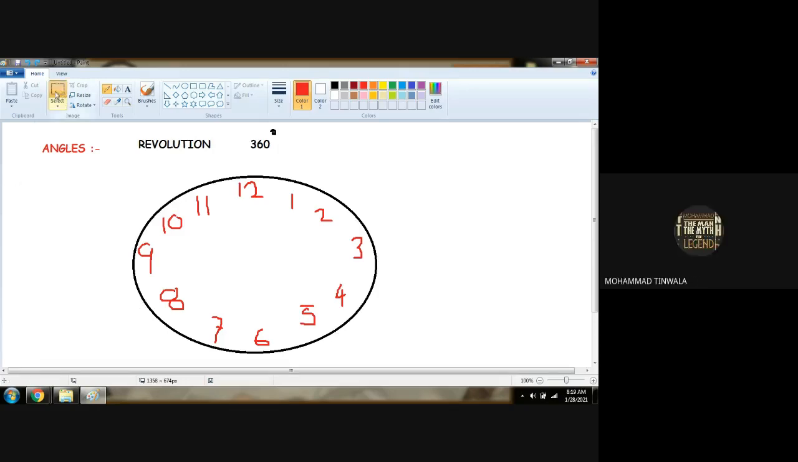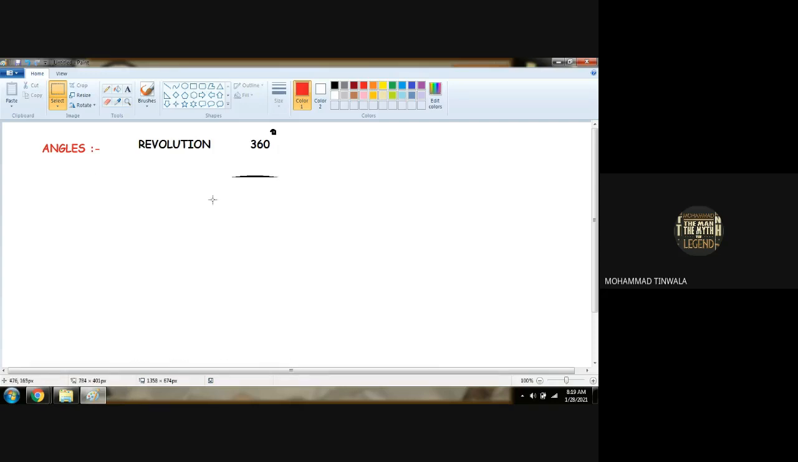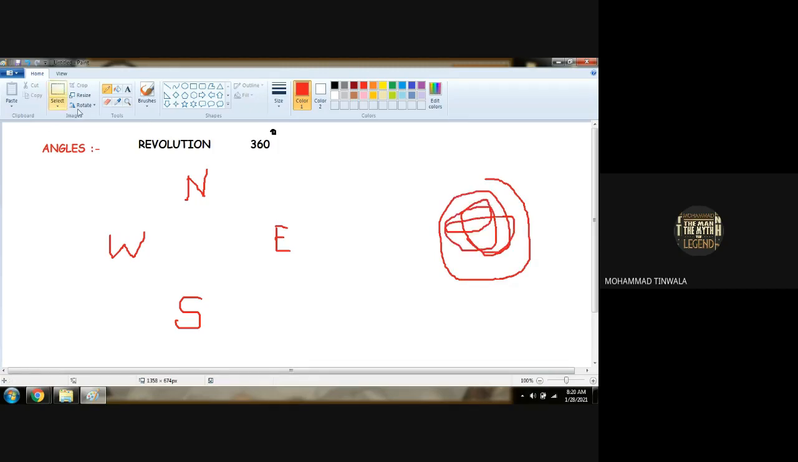So I will teach you angles and revolution through direction. We will study direction-wise: north, east, south, and west. Everybody knows there are 4 directions, through which we can calculate the revolution. If I start walking from the north side and go clockwise, the clock goes from the right-hand side only. How much clock for a? Yes or no?